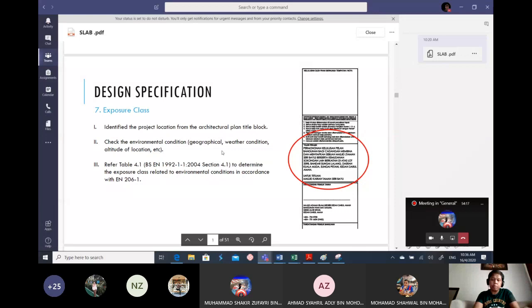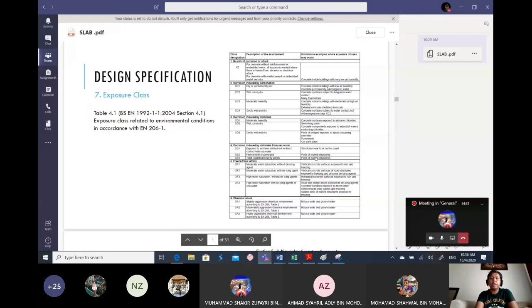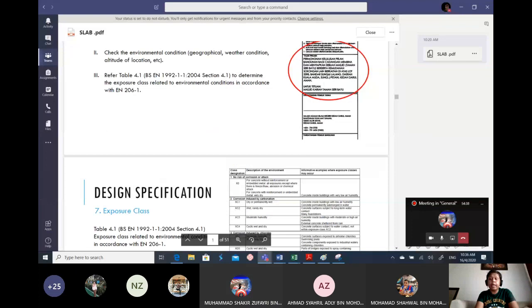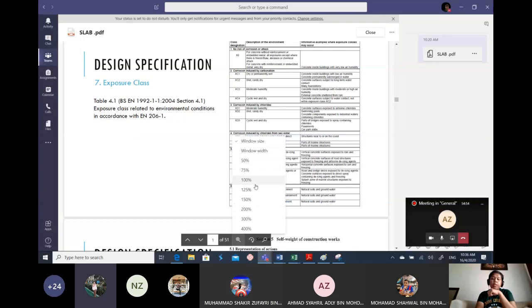And then we check the environmental condition, geographical, weather condition, altitude of the location, ketinggian dia daripada aras laut, kelajuan angin dan sebagainya dekat kawasan tu. Because it will reflect our loading, it will reflect our exposure condition, and it will reflect our nominal cover. And then kita refer dekat table 4.1 to determine the exposure class related to the environmental condition in accordance to EN206-1. Ini lah table ni, kita dah tengok dah sebelum ni kan. So kita tengoklah based on that area, contohnya dekat kawasan Bandar Sungai Lalang, daerah Kuala Muda. Bila Kuala Muda ni kita tahu dekat dengan apa? Laut, sir. So kalau kita tengok this exposure class, what is the suitable exposure class yang kita boleh pilih?